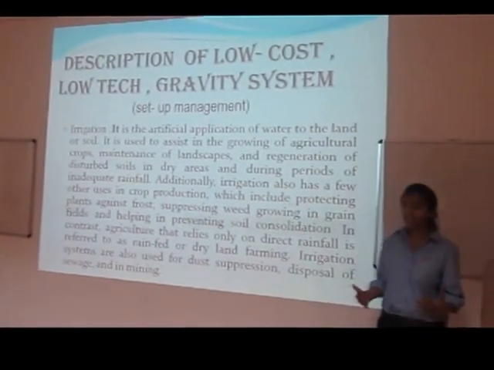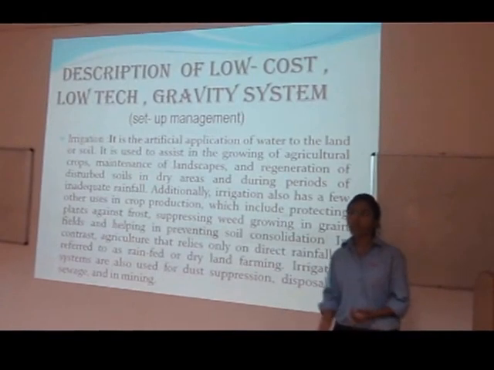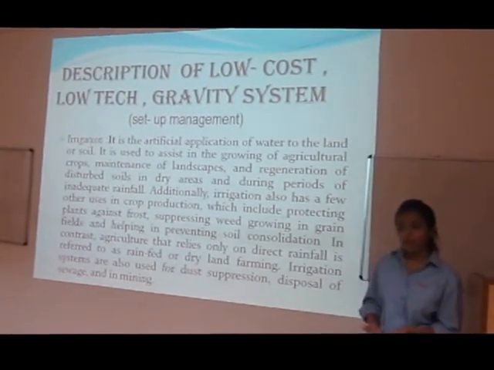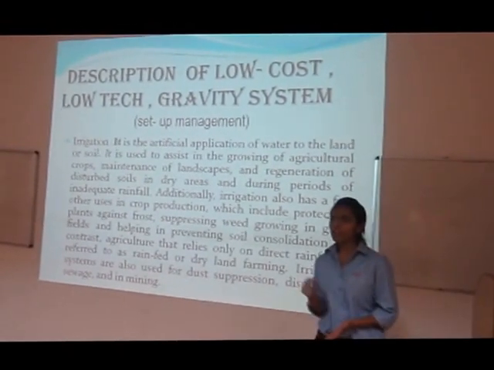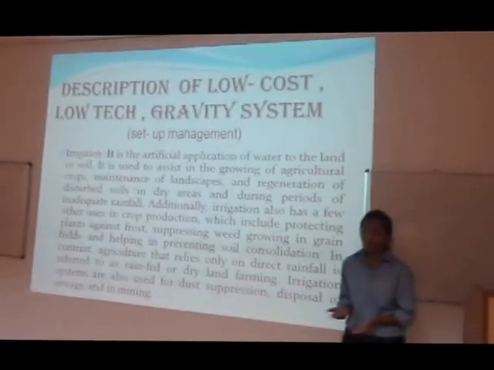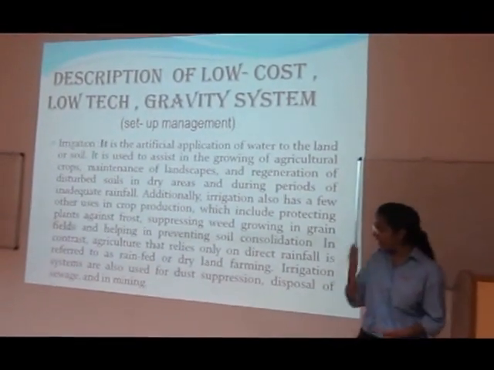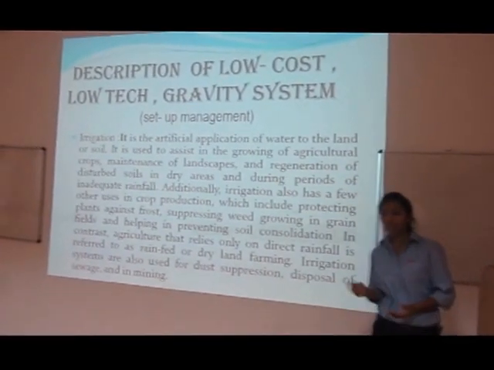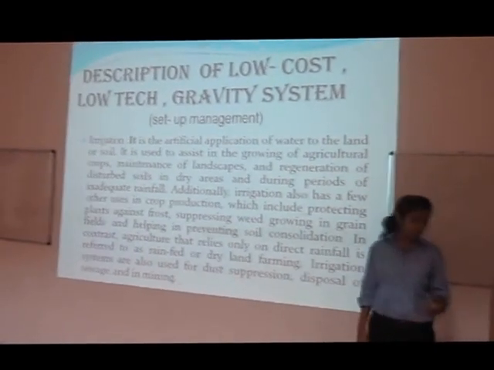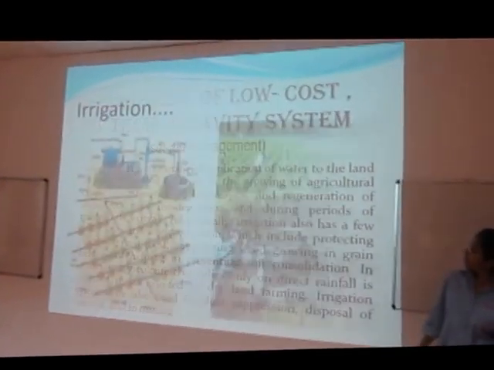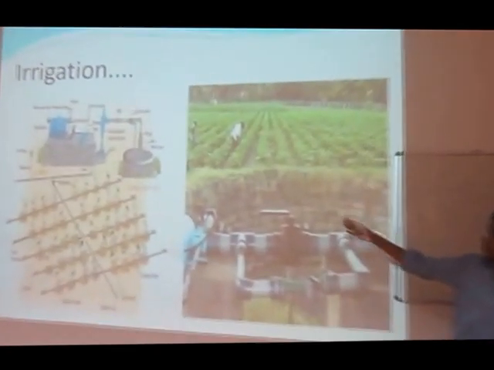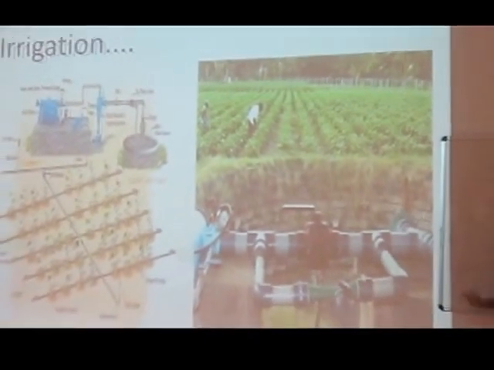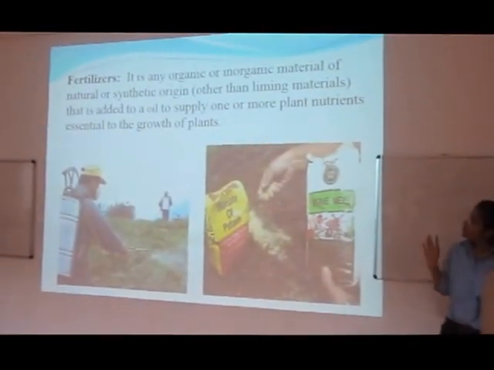Ultimately, in our country and in many parts of the world, we are dependent on rainfall for agriculture. But often nature plays the game and we do not get rain. In that case, we use the means of irrigation to provide water for the plants to grow. This is what irrigation is about. Here are some pictures you can see about the process of drip irrigation and how the plants are growing. And then comes the fertilizers.